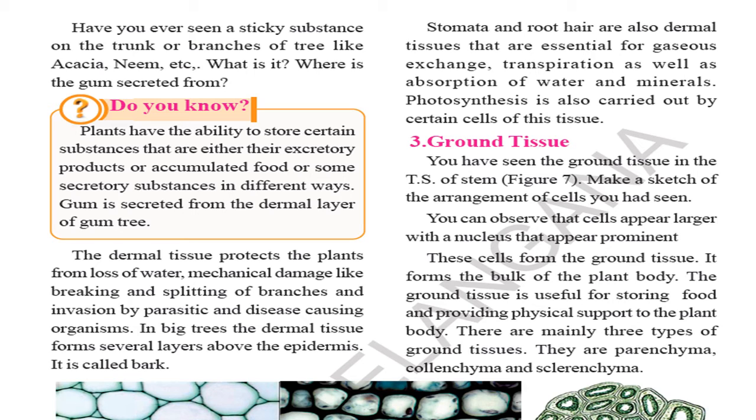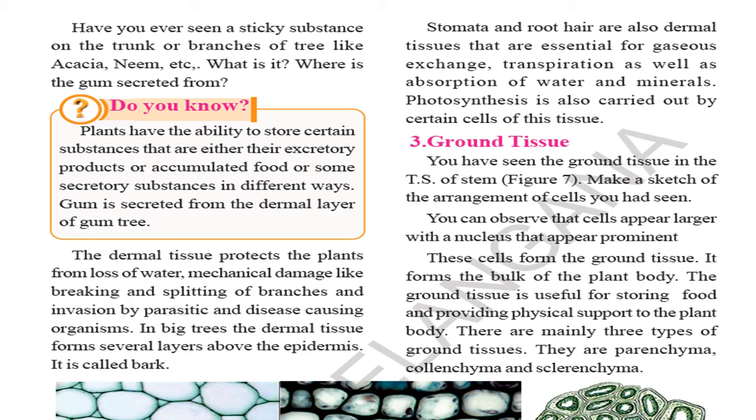disease-causing organisms. What happens in big trees? The dermal tissue forms several layers above the epidermis. It is called the bark. Stomata and root hair are also dermal tissues. They are essential for gaseous exchange. Root hair, stomata, what are the functions of it? Dermal tissue is important in gaseous exchange, transpiration, as well as absorption of water and minerals. Photosynthesis is carried out by certain cells of this tissue.